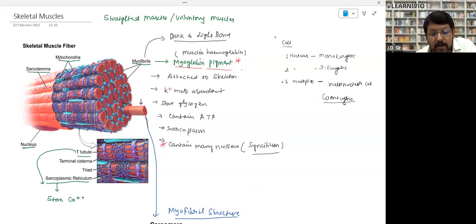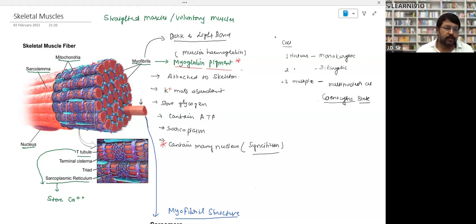Phenocytic condition. Remember or not? Yeah, so note it down, phenocytic state, right? Here we are using the term syncytium state. The same thing is called phenocytic condition. So phenocytic condition means a single cell with multiple nuclei, right?